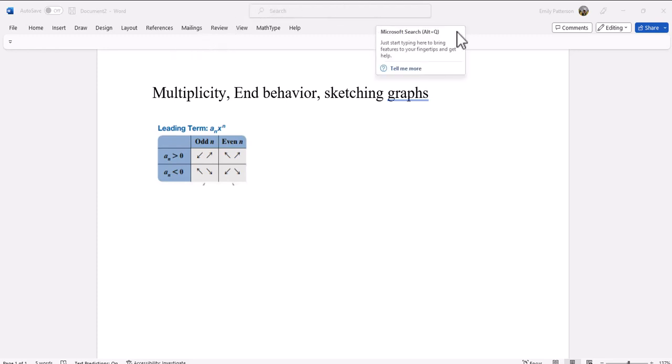The graphic basically describes end behaviors based on the n, which is the exponent on our leading term, and whether or not a is positive or negative. So basically, we're looking to see if it's going to be reflected over the x-axis or not. So let's look at some simple examples first.